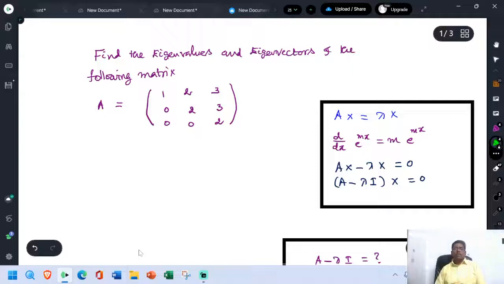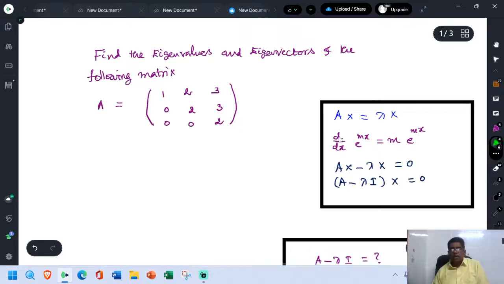Find the eigenvalues and eigenvectors of the given matrix A. First of all, we should know the meaning of the term eigenvalue. If an operator A is allowed to operate on a function x and gives some number, called the eigenvalue, times the same function, then we call this an eigenvalue equation.